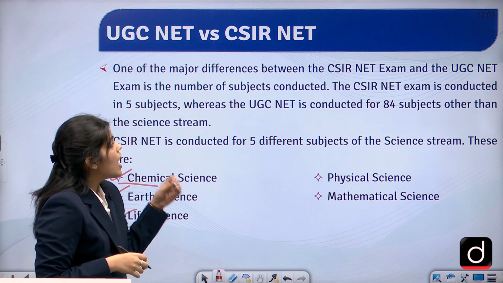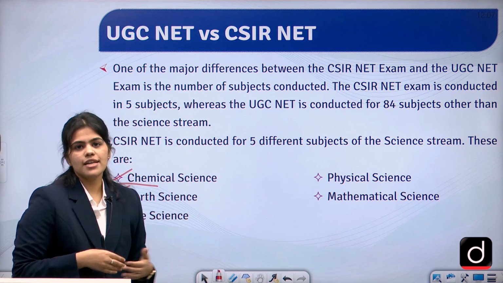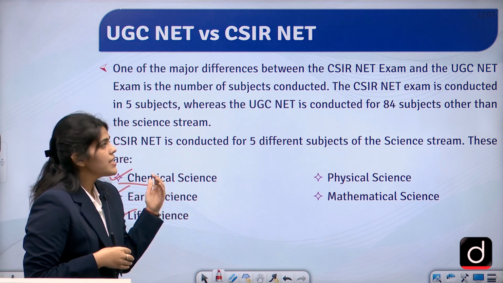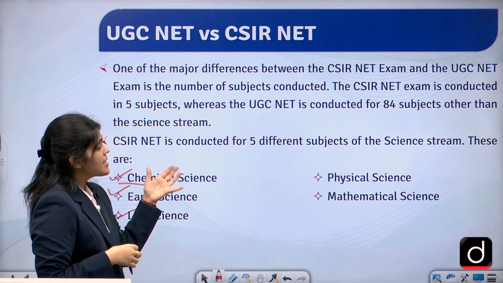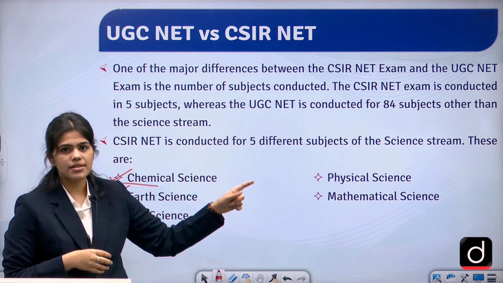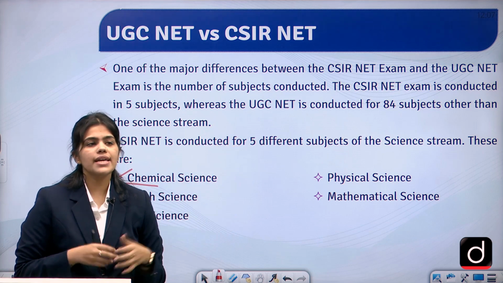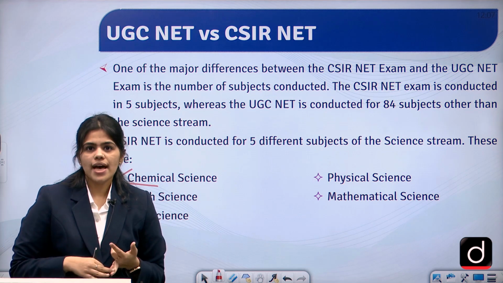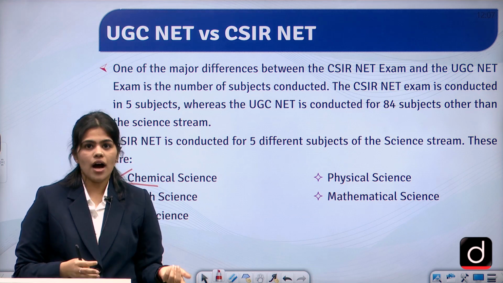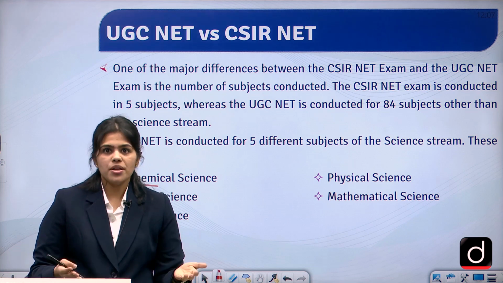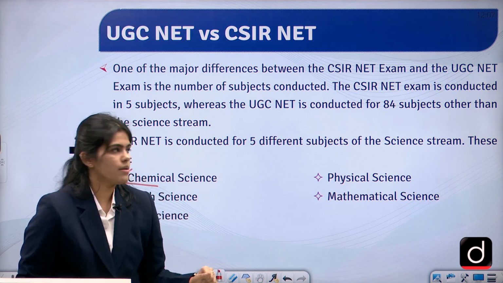So if you have these as your 5 subjects, then you will be giving CSIR-NET, while if you have other subjects as your core, then you will be giving the NET exam. The NET exam is conducted in 84 other subjects. These subjects are like English literature, political science, commerce, accountancy, or economics, etc. So they are the other subjects.